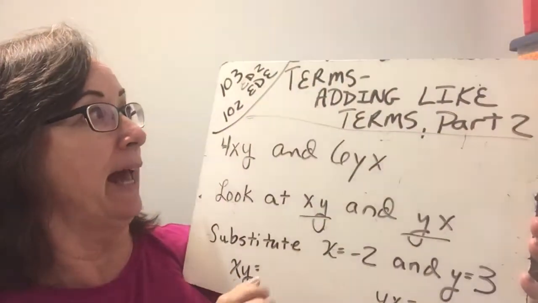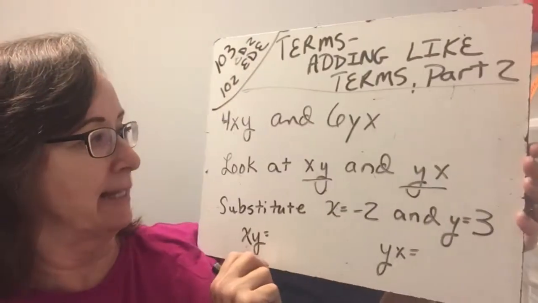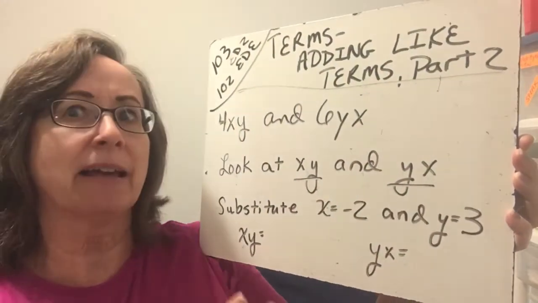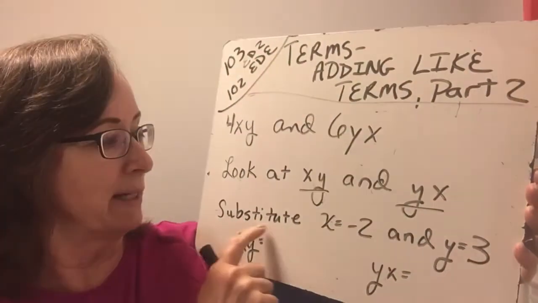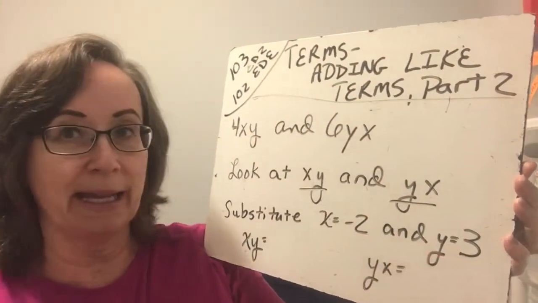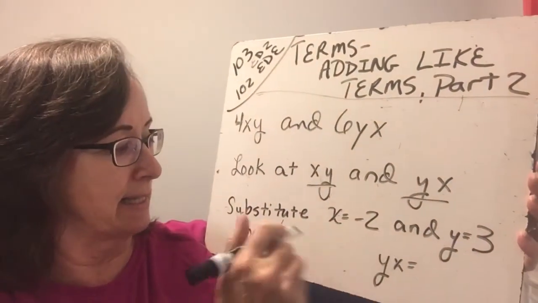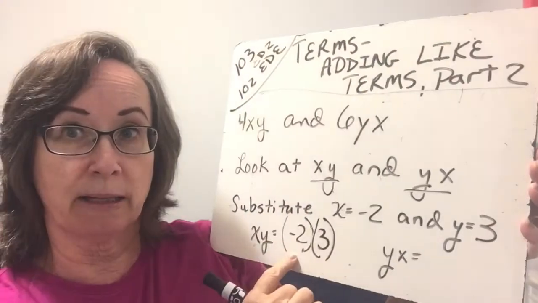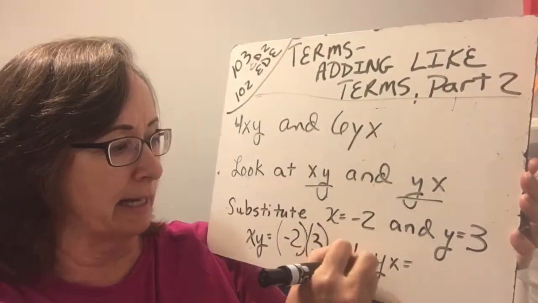Okay, so here we have 4XY and 6YX again. We're going to look at just the XY and the YX to convince ourselves that they are the same. In order to convince ourselves, we're going to substitute into each one of these expressions. X is negative 2 and Y is 3. So if I have XY, then since X is negative 2 and Y is 3, I'm going to put the negative 2 first and then the 3, and negative 2 times 3 is a negative 6.